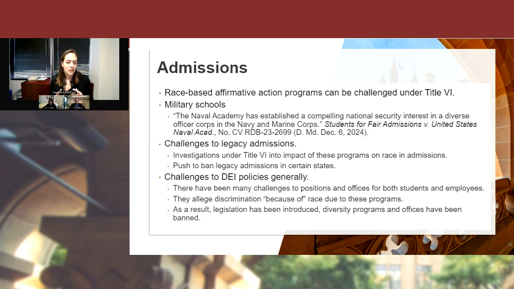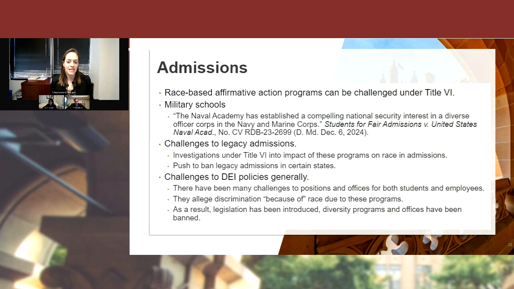So one really new decision is related to military schools. Just the other day, the District of Maryland held that the Naval Academy has established a compelling national security interest in a diverse officer corps in the Navy and Marine Corps. So they held that the Naval Academy actually can use race as a factor in admissions due to this compelling interest in the diverse population needed for the United States military.